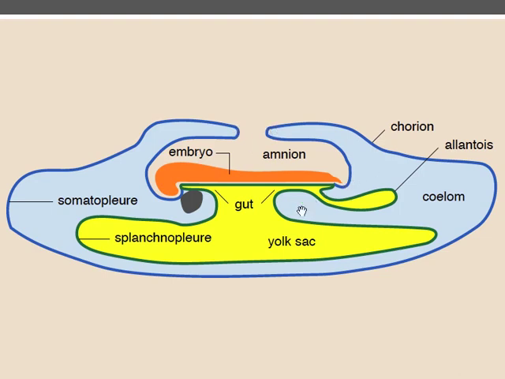Shown in yellow are the 2 fetal membranes that develop from splanchnopleure. They are, first of all, the yolk sac, which developed from the original hypoblast layer, connected then to the gut when endoderm was formed. Growing out of the hindgut is an allantoic cavity, or the allantois.